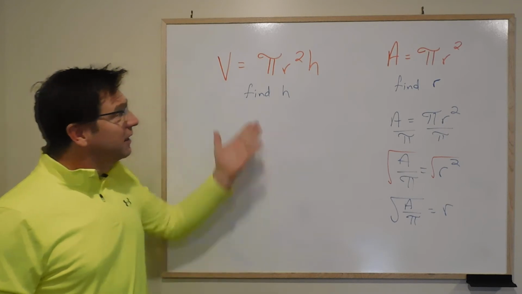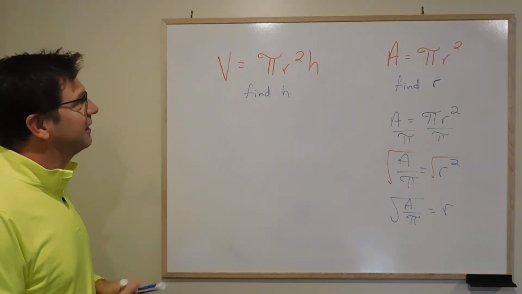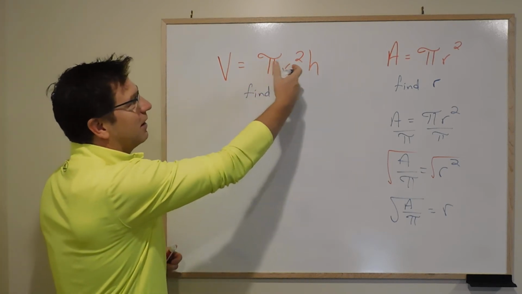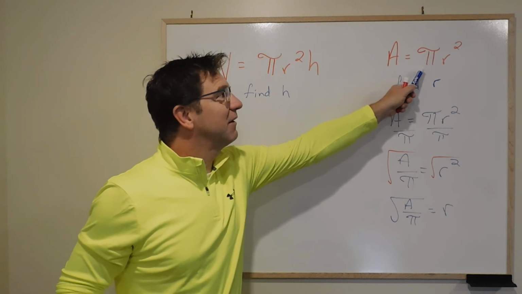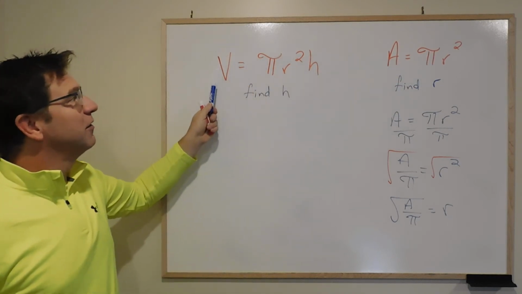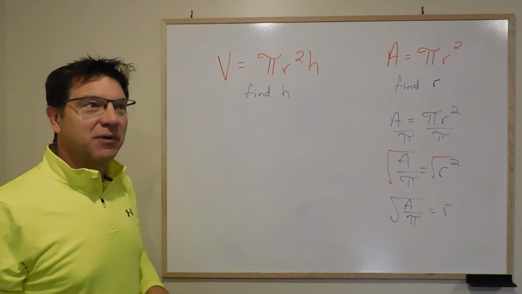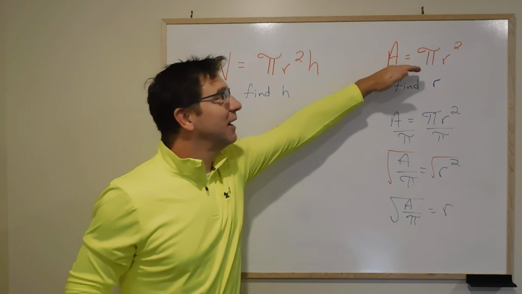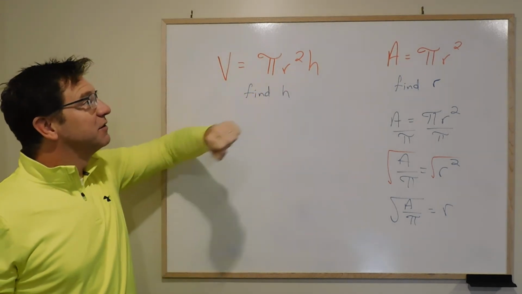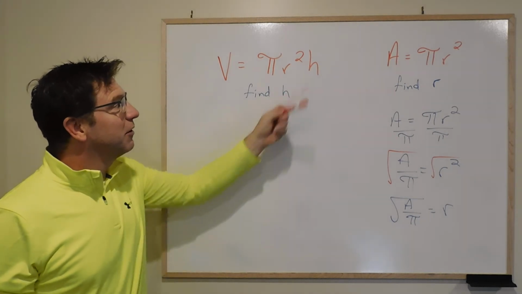Okay. Let's look at this one if we want to find h. Now this one looks more complicated because we've got V equals pi r squared h, okay, which is very similar to this one. Notice the area formula becomes volume when we add one more variable. So then we'll have to multiply by h. So I picked these because I wanted to show the connection between area of a circle and volume of a cylinder. Right? It's just a multiplication of h.